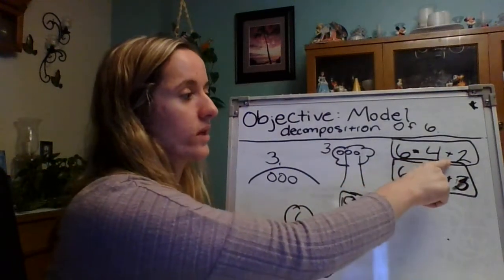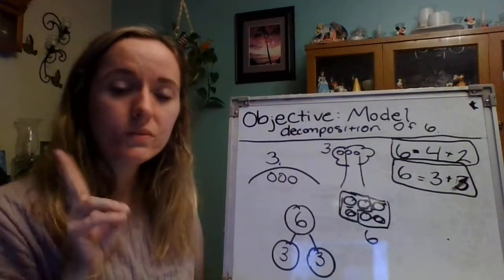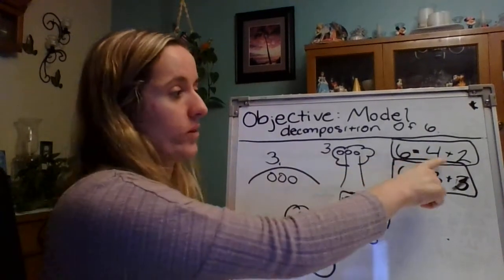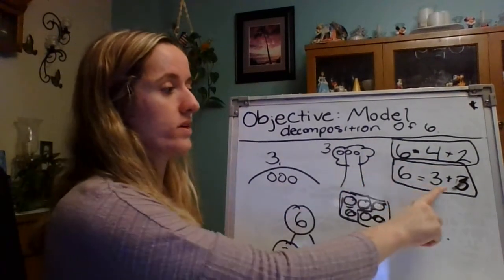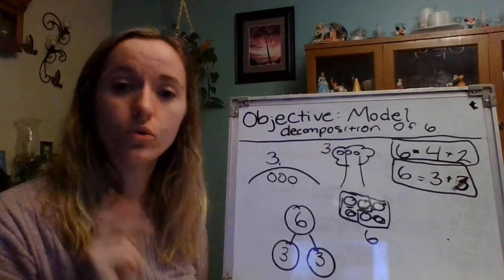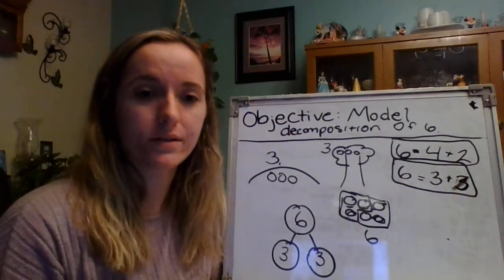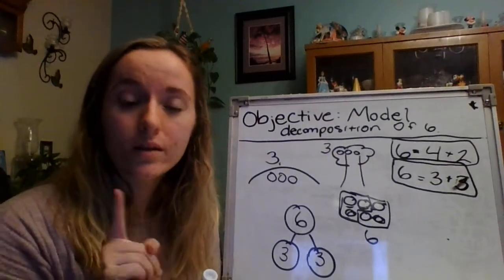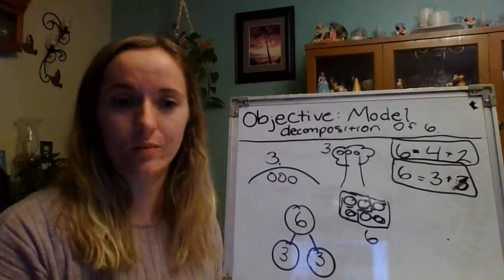6 equals 4 plus 2. So these are 2 ways that you can break up the number 6. 4 plus 2 equals 6, and 3 plus 3 equals 6. Those are 2 ways that we can make the number 6. I want you to pause the video. I want you to come up with one more way that you can make the number 6.